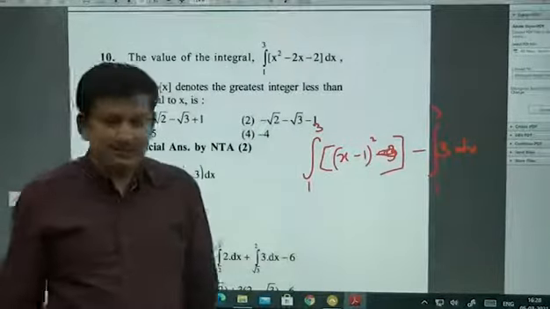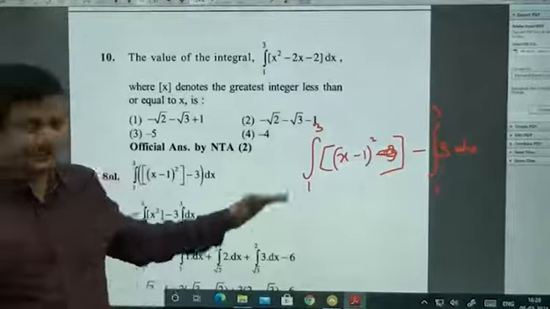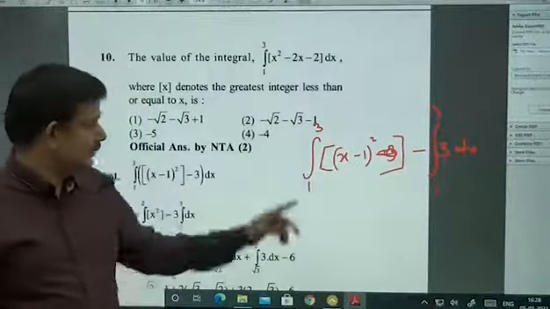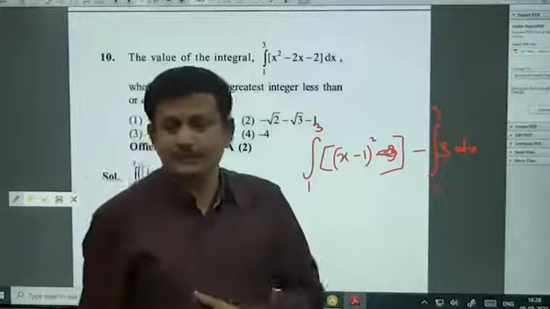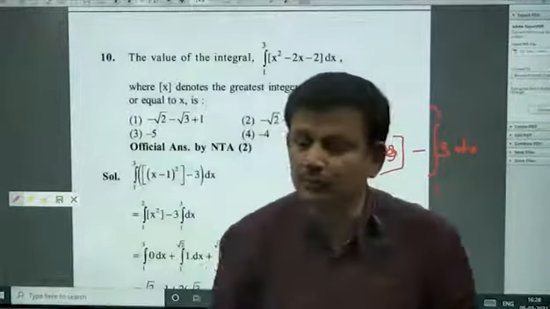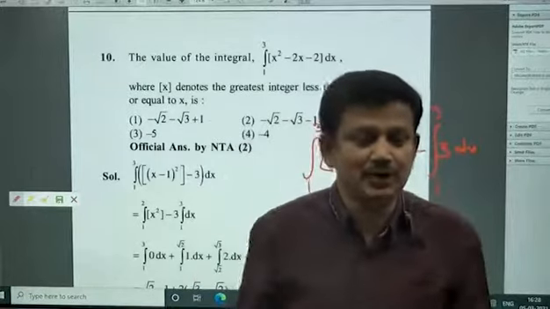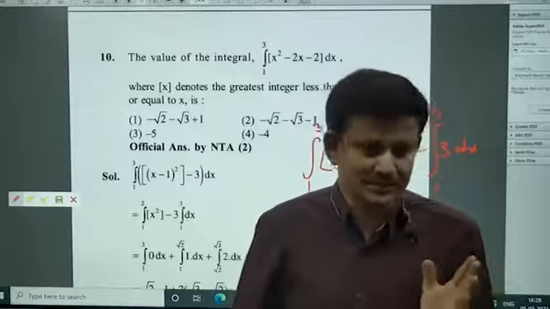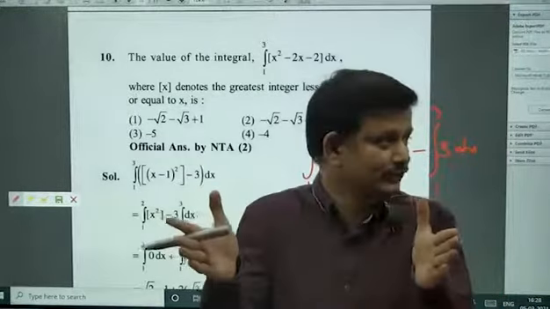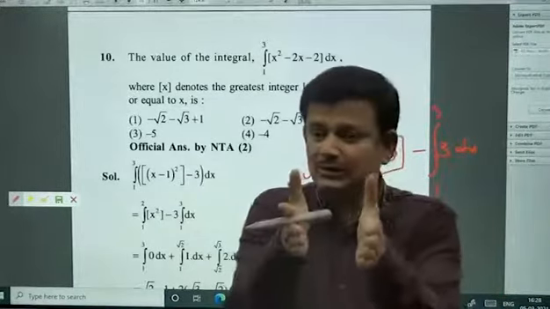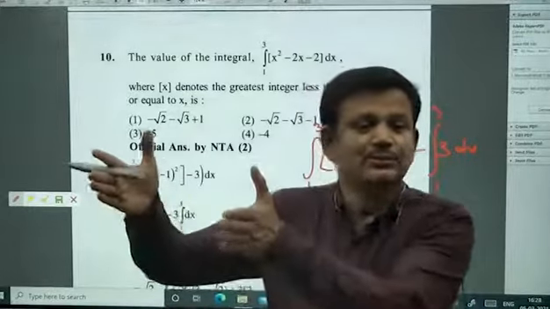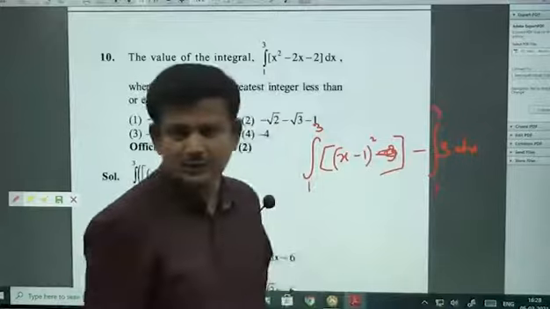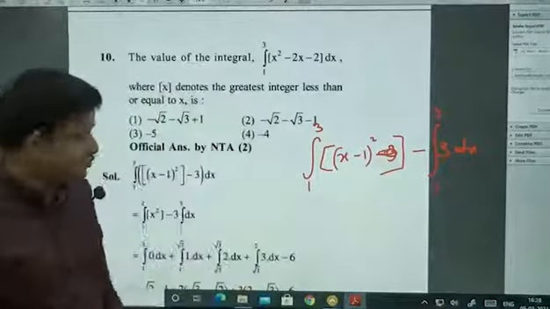Now look at the integral 1 to 3, x minus 1 whole square. It will vary from which number to which number? 1 minus 1 whole square is 0. 3 minus 1 whole square is 4. So it is varying from 0 to 4. To understand the integer part, you have to ask one question: between which two consecutive integers does it lie? So something is between 0 to 4. Segregate when it is between 0 to 1, then 1 to 2, then 2 to 3, then 3 to 4. How many cases will come? 4 cases will come: 0 to 1, 1 to 2, 2 to 3, 3 to 4.